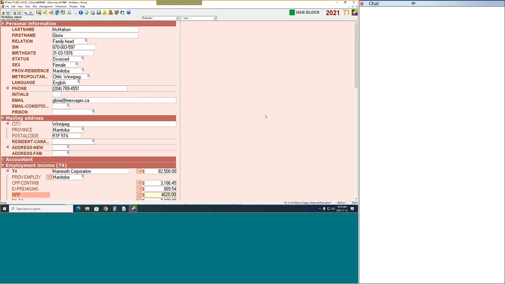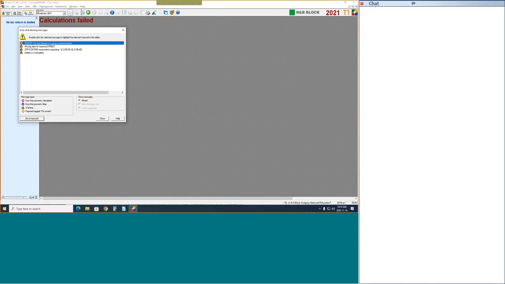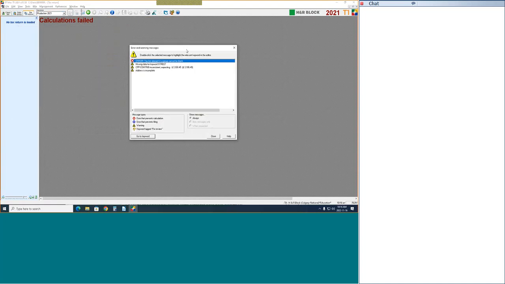If I try to generate a return now, so if I say Alt F9, please recalculate this return for me, it's going to give me my warnings again. It's going to put it in a little box on my screen. And then it's just going to say calculations failed. There is no return. So you will know that you have done this by looking at the return, because there is no return for you to look at.